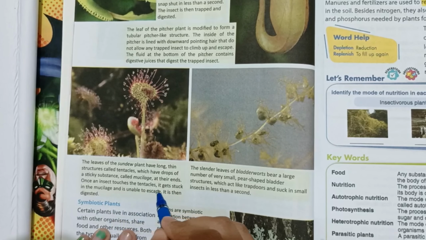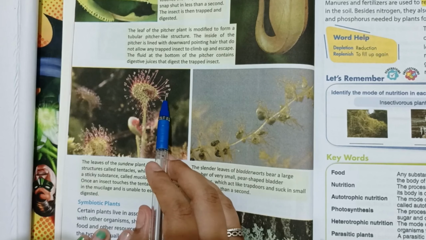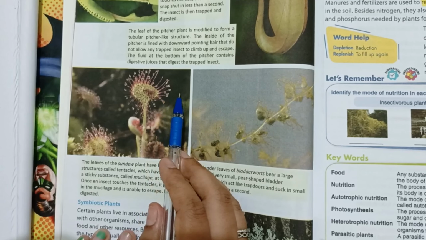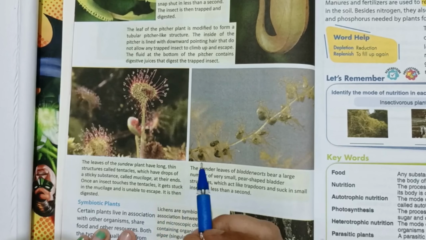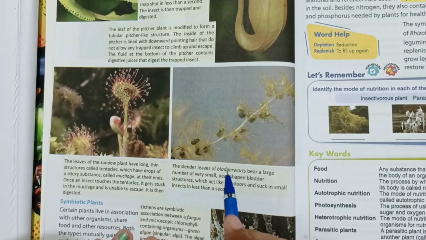Once an insect touches the tentacles, it gets stuck in the mucilage. It is like Fevicol. We can call it Fevicol. Once the insect touches this mucilage, it cannot go out of it and is unable to escape. It is then digested.